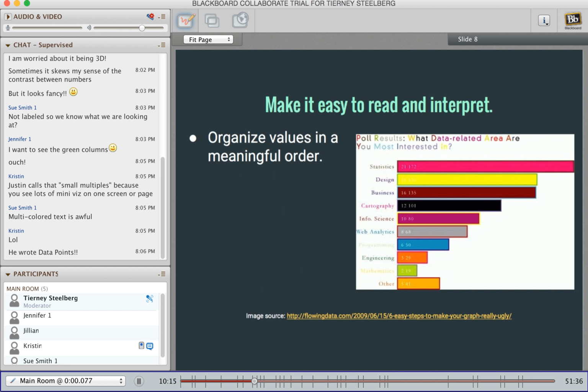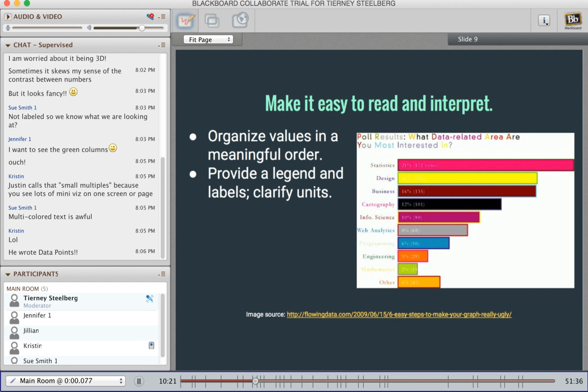Next step, provide a legend and labels when necessary. Clarify the unit. It's hard to see with this color scheme, which we'll deal with in a second, but unlike the previous bar chart, this one shows that we are dealing with percentages. It now even includes the raw number of votes in parentheses after the percentage value of each element.